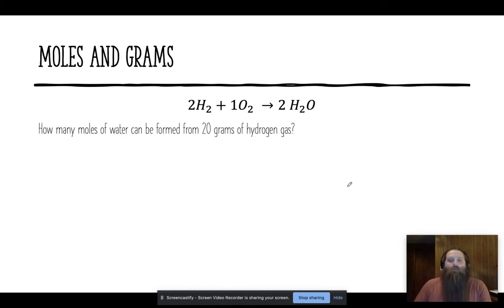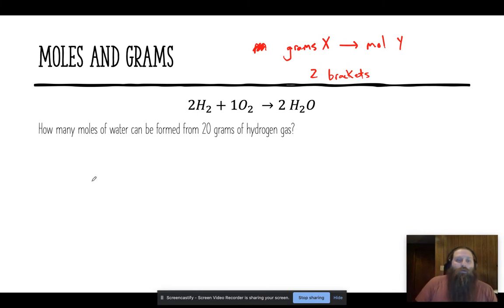Now let's look at grams to moles. This is going to be grams of X converted to moles of Y. It doesn't matter what variables we use, just grams of something converted to moles of something else. This is going to take two brackets, and I just know that. I'll show you how I know that in just a moment. Grams to moles, two brackets. Moles to moles, one bracket. So let's look for our given. We have 20 grams of hydrogen gas, so 20 grams of H2.